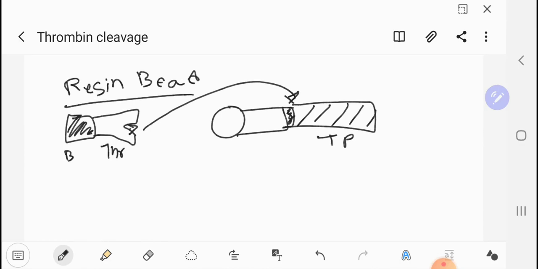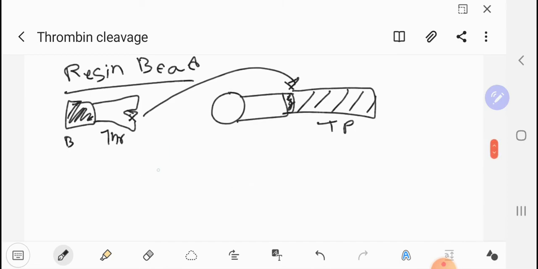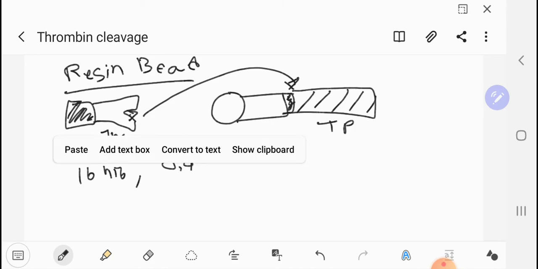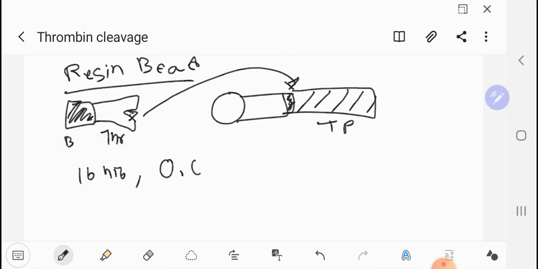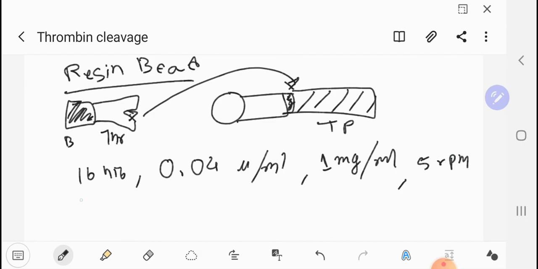So you have to optimize this step with incubation. In my case, I can share my experience. 16 hours, and the thrombin amount is 0.04 unit per ml thrombin, and protein concentration one milligram per ml, that means 1 microgram per microliter, and the speed is 5 RPM, at 22 to 25 degrees centigrade, that means room temperature.